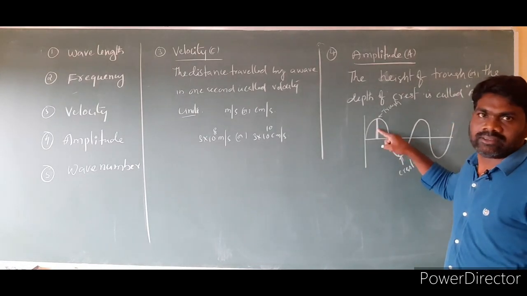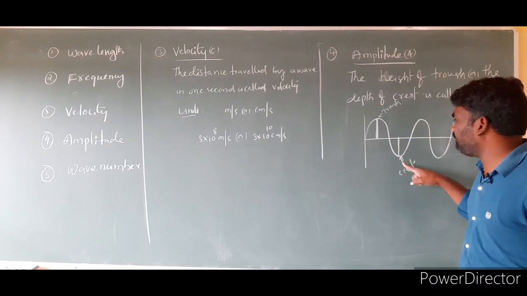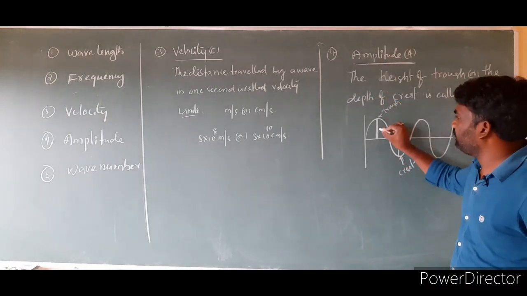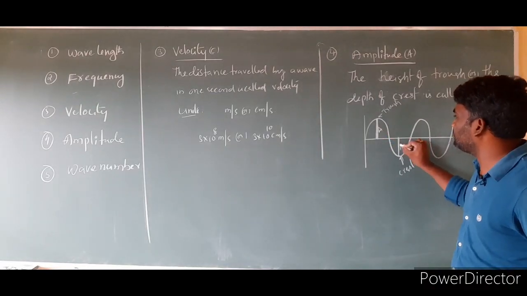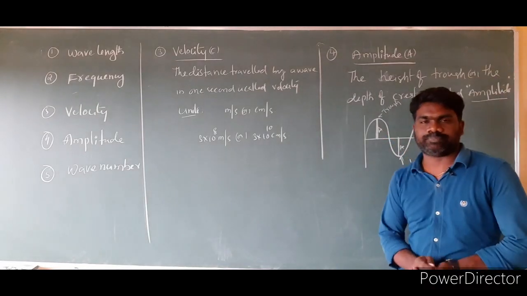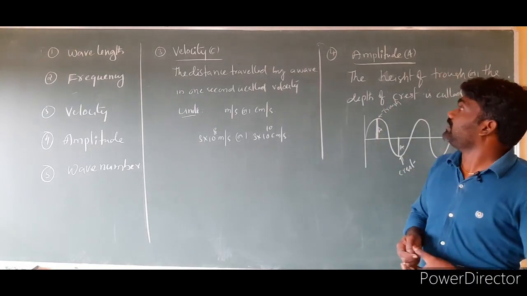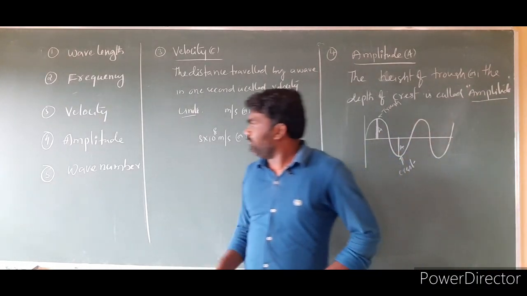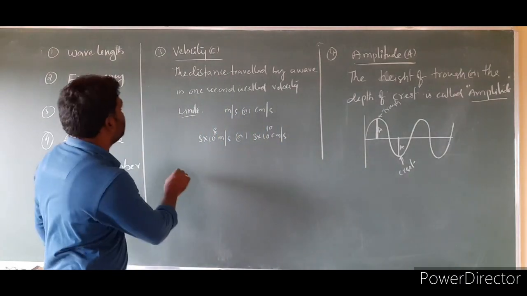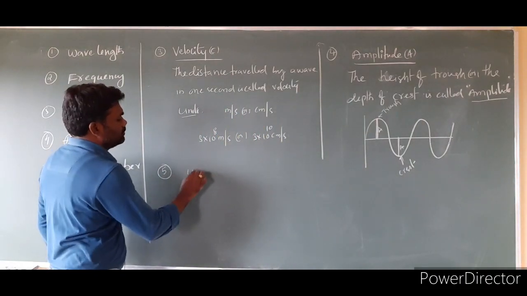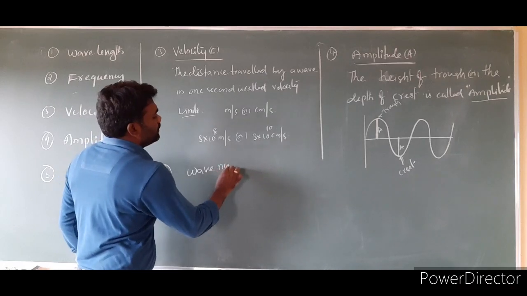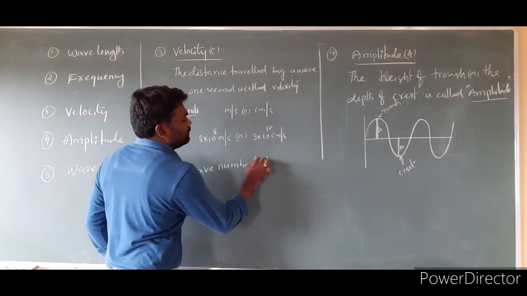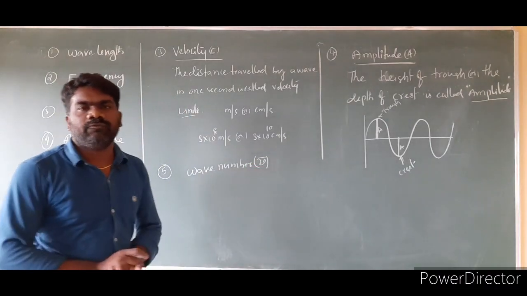Height of the trough or depth of the crest is called as amplitude. It is A, and it is also an amplitude. So this is the fourth one, amplitude. The last one we have is wave number, the fifth one. It is written with the letter nu bar. Nu bar is nothing but wave number.